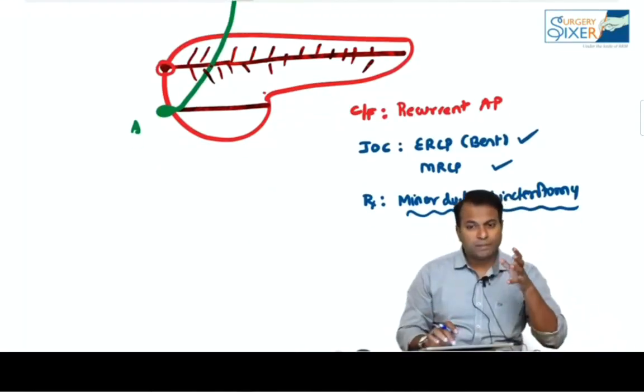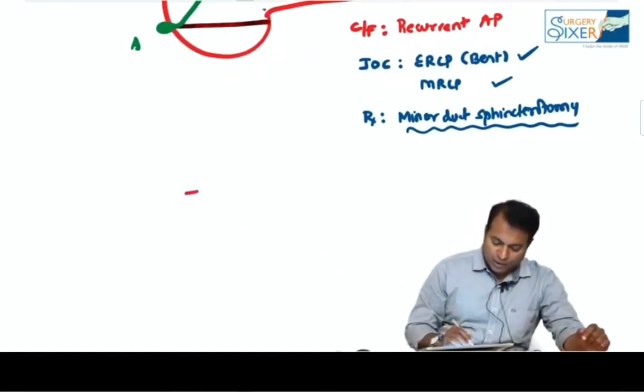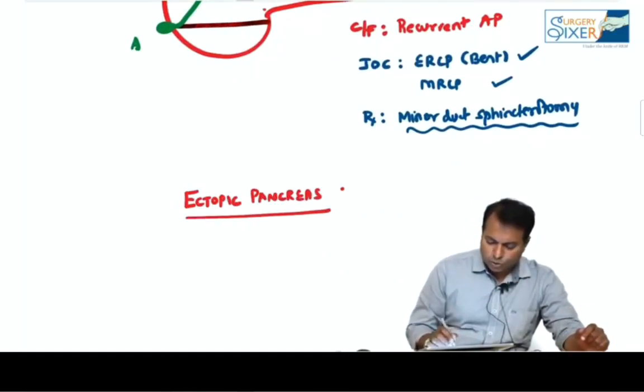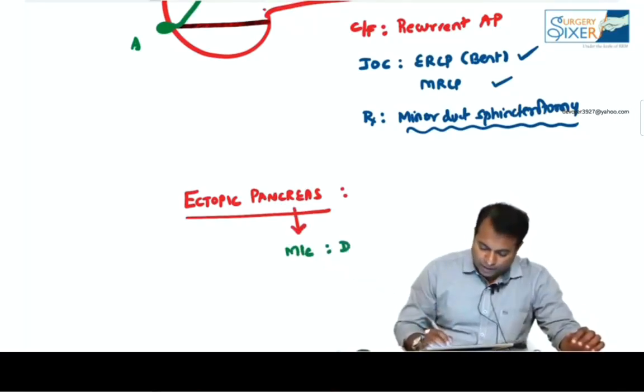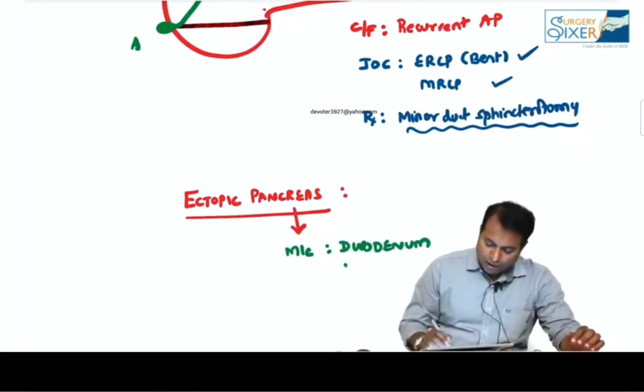So these are the important points from the embryology. And one other embryology point I want to tell you is ectopic pancreas. Ectopic pancreas is another important anomaly you should not forget. Ectopic pancreas is most commonly seen in the duodenum according to Blumgart, followed by the stomach.